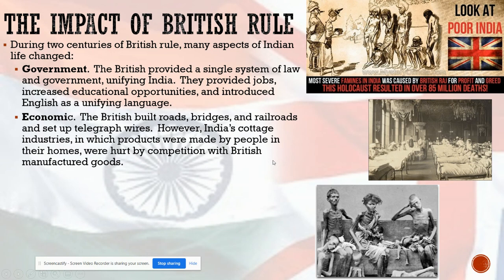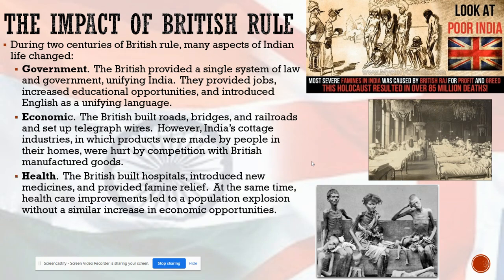In economics, the British built roads, bridges, railroads, and set up telegraph wires. However, India's cottage industry, which is products that are made at home, was hurt by the competition of British manufactured goods. If you remember what we've been talking about in the Industrial Revolution, the British pretty much made clothes for the world. So when they brought in their cheap clothes that were manufactured, it wiped out really the main industry in India, which was cotton and making clothes.